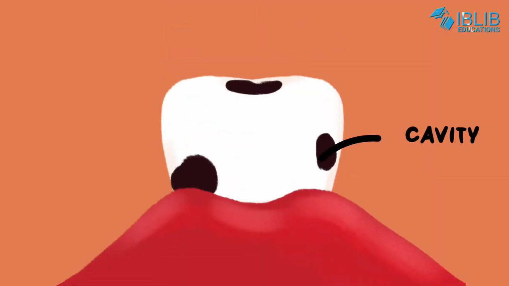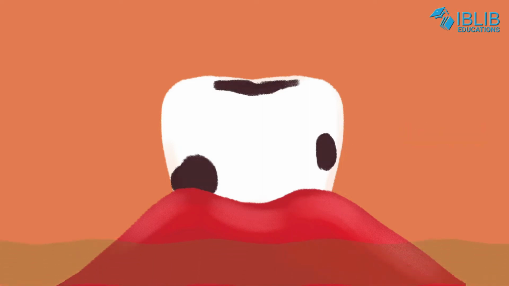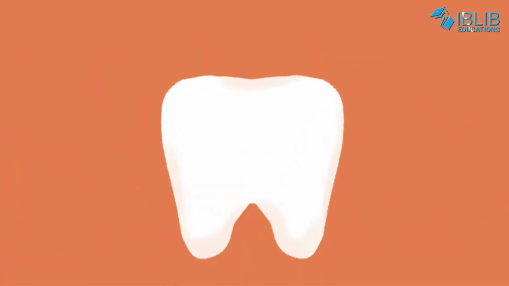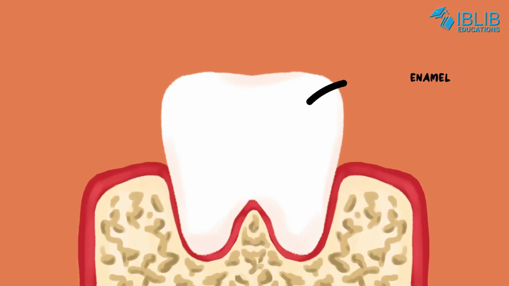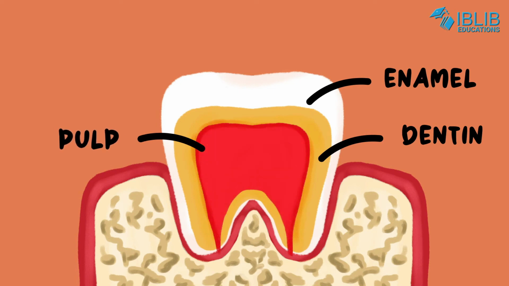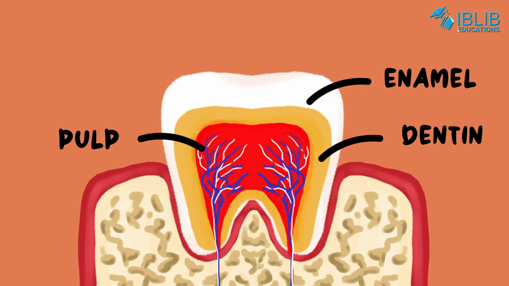Cavities are holes in teeth that form when acids in the mouth wear down or erode a tooth's hard outer layer, that is, enamel. Now, what is enamel? A tooth consists of enamel, dentin and pulp. Enamel is mostly made up of minerals. Dentin is the layer underlying the enamel, whereas pulp has blood vessels and nerves.